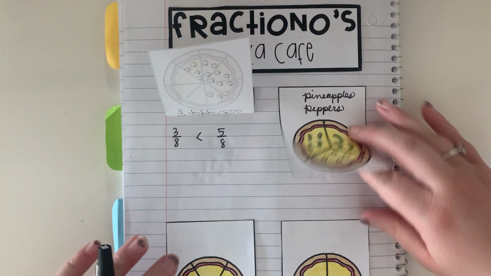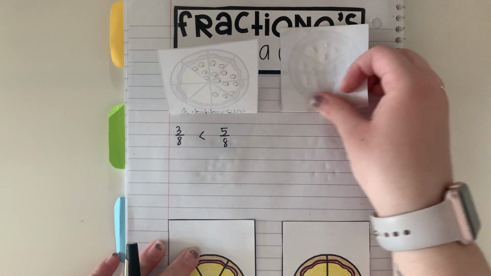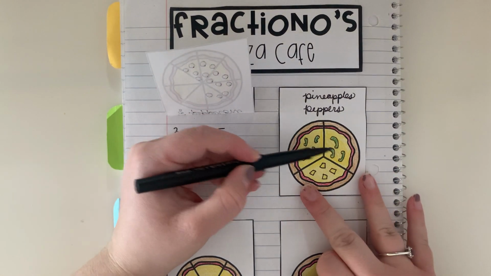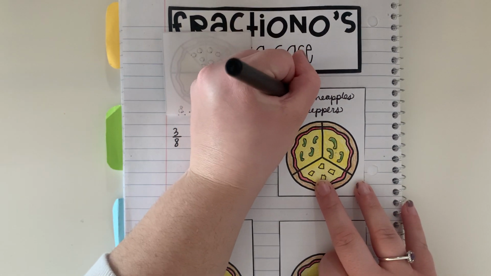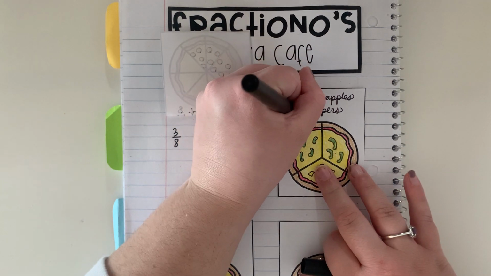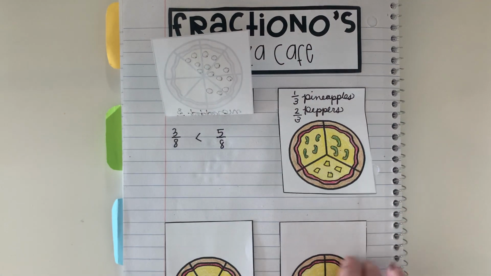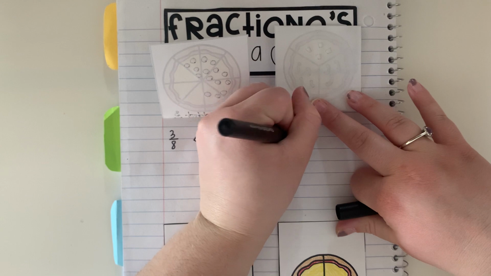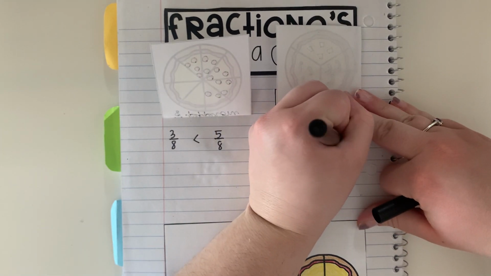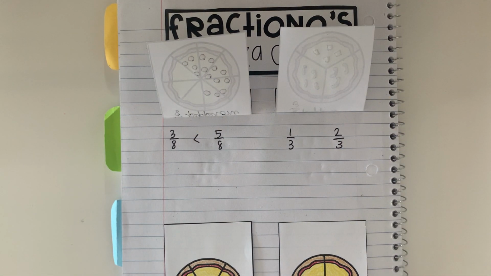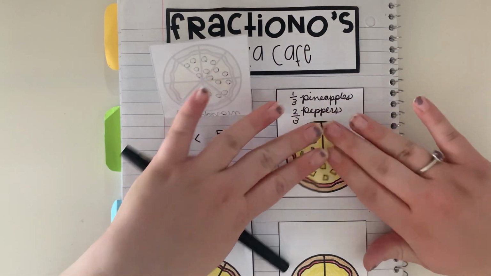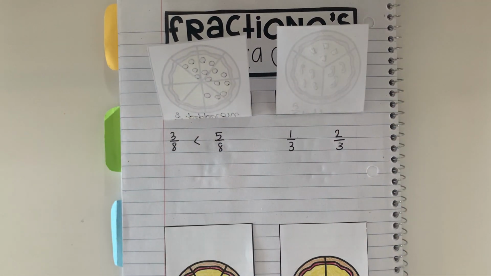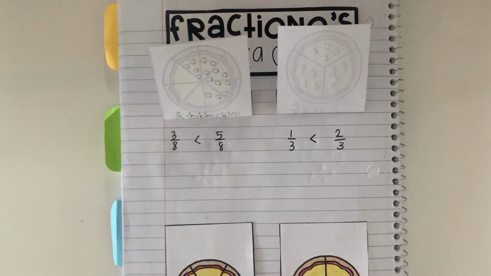Then we need to compare them on the inside. Oh, I guess I should write the fractions. So 1, 2, 3, there's 3 slices. So 1/3 is pineapples and 2/3 is peppers. So inside have 1/3 and 2/3. Now look back at the picture. There's my peppers. There's my pineapple. Pineapple is less than peppers. So 1/3 is less than 2/3.